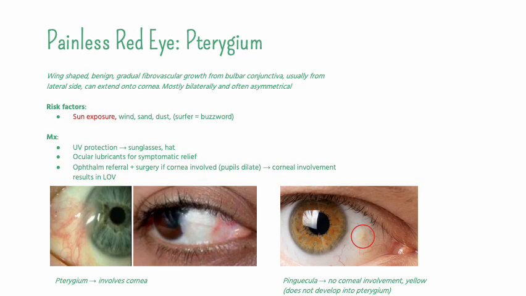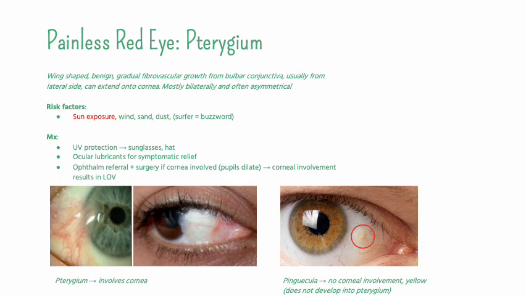So a pterygium is a wing-shaped benign fibrovascular growth, most commonly occurring from the medial side and extending inwards to affect the cornea. It's mostly bilateral and often asymmetrical. The main risk factor is sun exposure, and so the management plan for these patients would include UV protection, using sunglasses and a wide brim hat. Ocular lubricants can be used for symptomatic relief, and if the pterygium does end up involving the cornea, refer these patients to ophthalmology because corneal involvement can result in loss of vision.